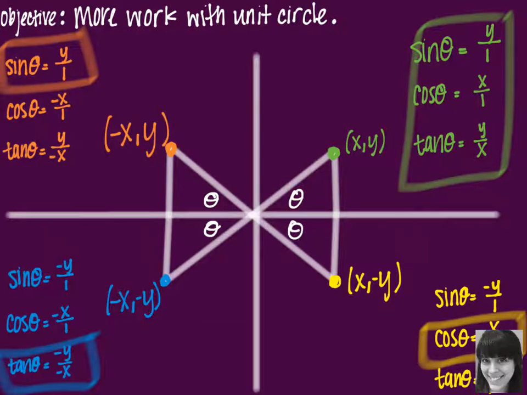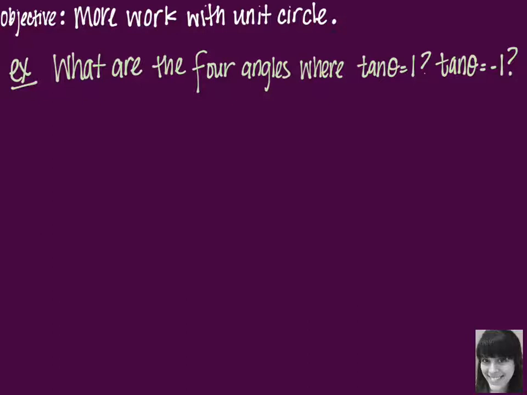So when you're solving problems, it's helpful to memorize which one is positive and in which quadrant. It just makes it easier to visualize. So let's do an example. What are the 4 angles where tangent of theta equals 1, tangent of theta equals negative 1? So let's look at when tangent of theta equals 1. I'm just going to do a quick sketch.